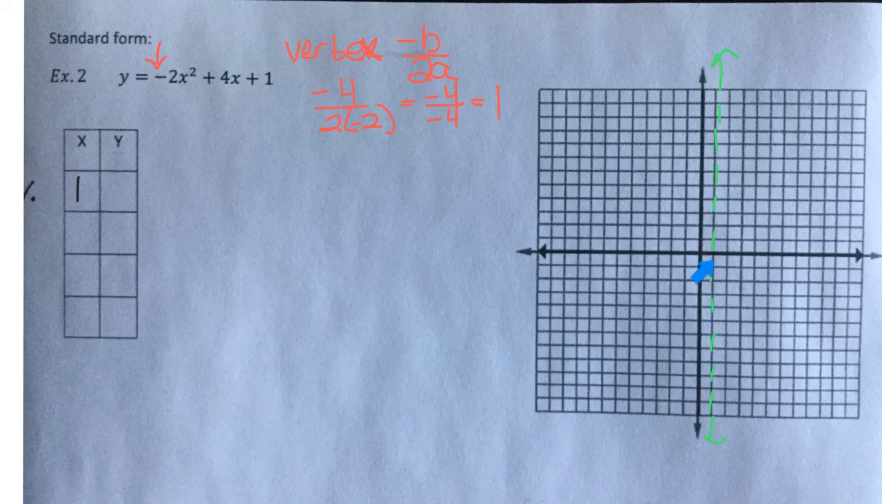So I'm going to pick numbers smaller because it's easier to plug in a 0 and a -1 than a 2 and a 3. So 0 is really easy. So I'm going to plug in numbers smaller than 1: 0, -1, maybe even 2. Okay, and then I'll just use the axis of symmetry to reflect them and put the symmetrical part on the other side. So when I plug that in, I'm going to plug in x equals 1, -2 times 1 squared plus 4 times 1 plus 1.